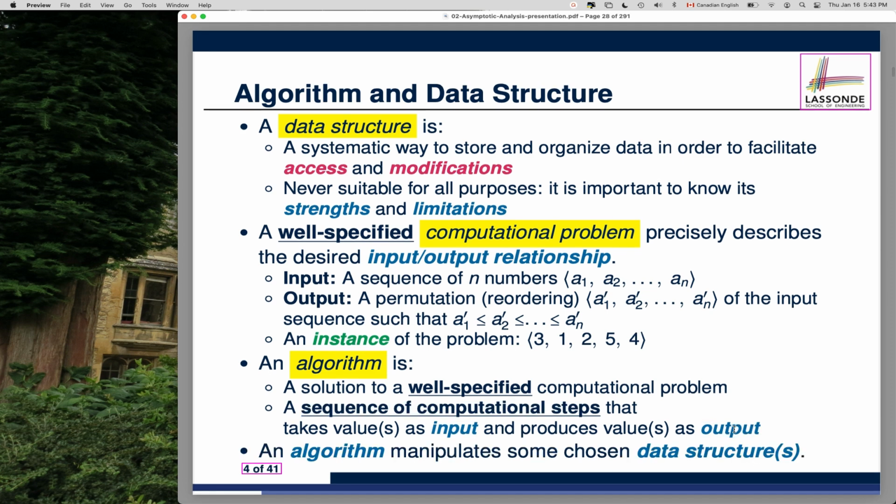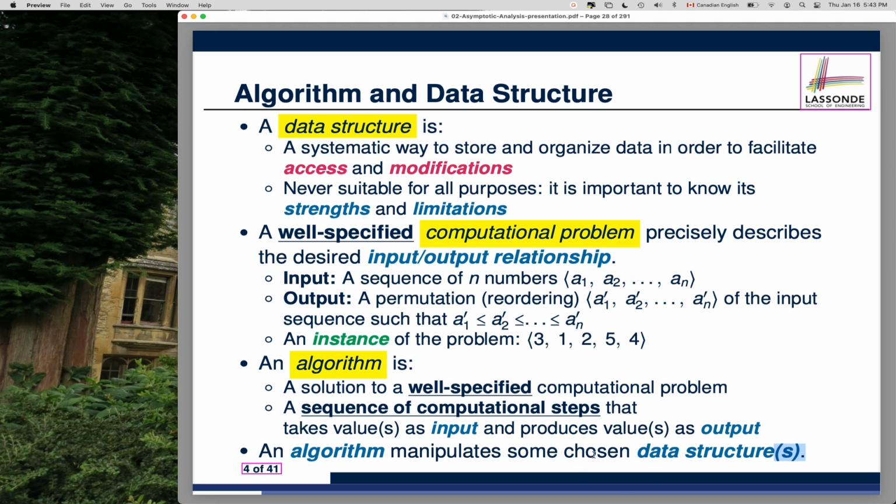The last point here is important. Okay, hopefully you can see that. So each algorithm is going to manipulate some chosen data structure, right? Here I'm using the plural, meaning that the more sophisticated the algorithm is, the more data structures you may have to use. You may not use just a single data structure. You may have to use multiple data structures.